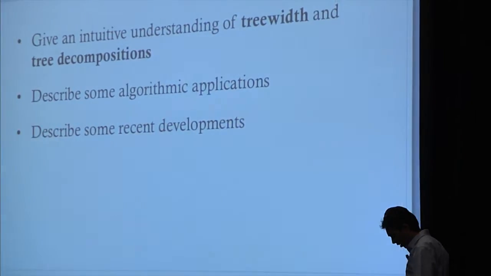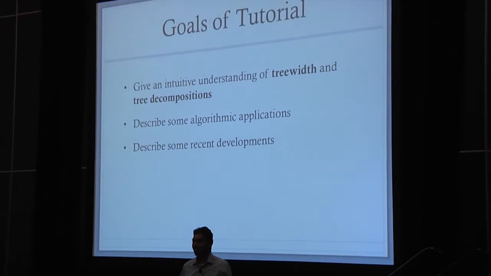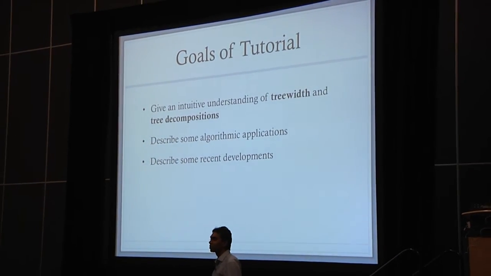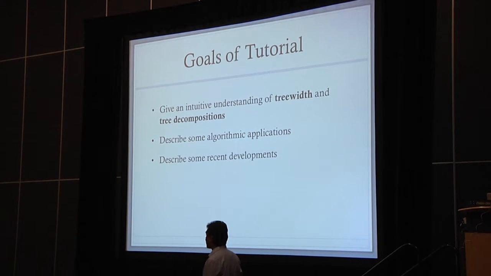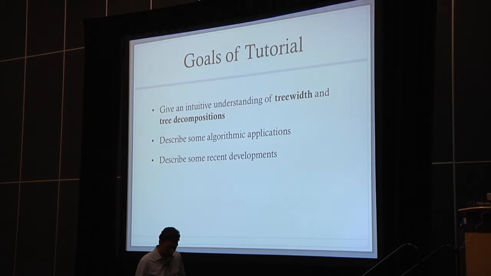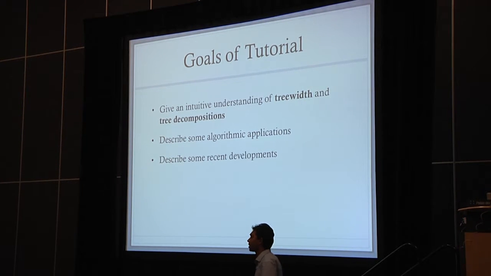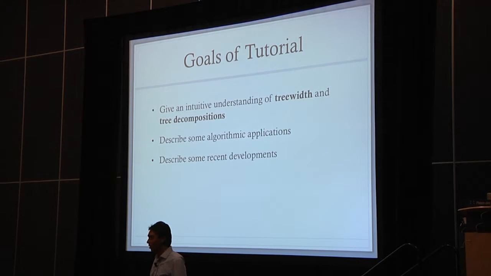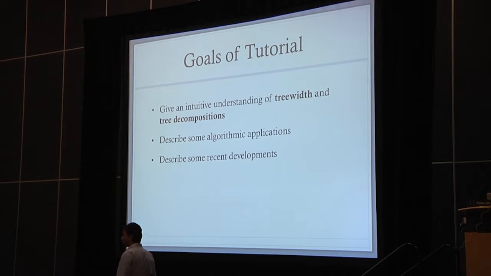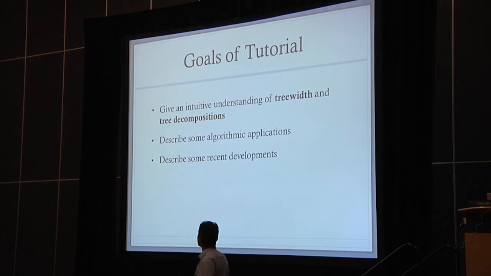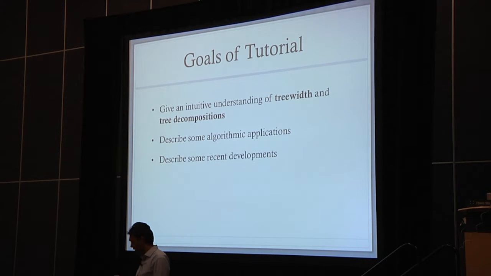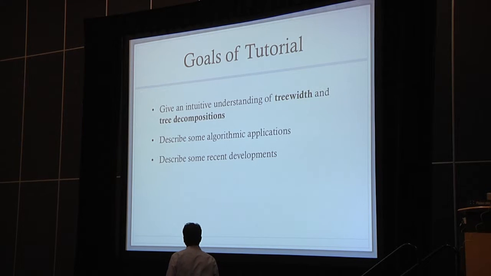So the goals of this tutorial are to give an intuitive understanding of tree width and tree decompositions from my point of view, describe some algorithmic applications, and describe some recent developments in the structure of large tree width graphs that I've been involved with. And hopefully some of you will get interested in applying these ideas to machine learning applications. And there's a lot of engineering that needs to be done. Some of the tools are fairly theoretical and advanced, and I think there is a lot of scope for making engineering progress on using some of these tools.